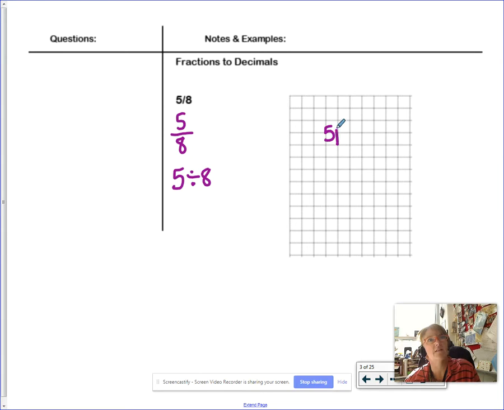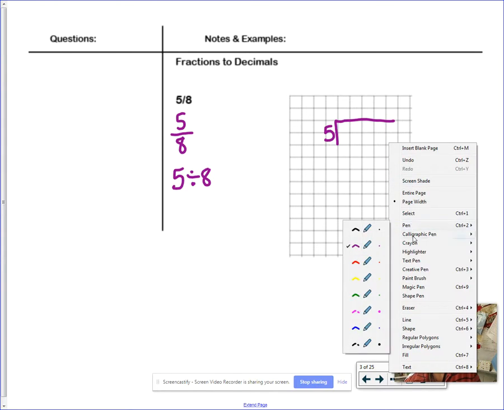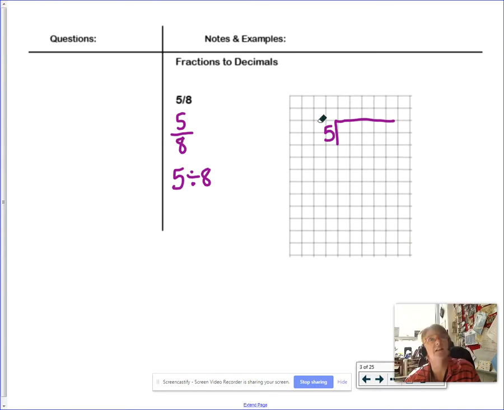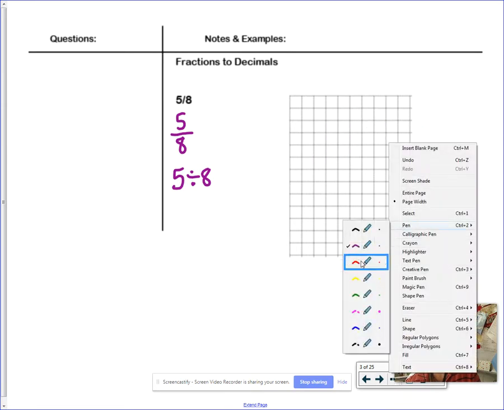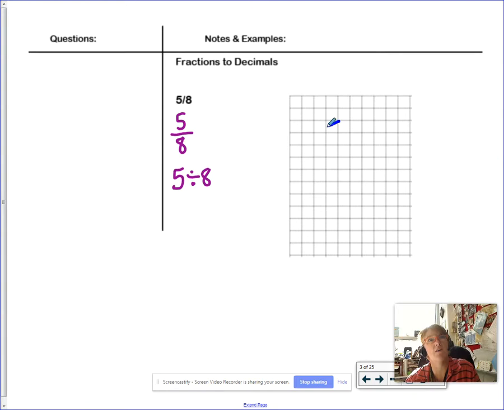5 divided by, no, that's not it. Hold on. When you start saying it out loud, here's how I want you to think. 5, and then the divided by means the division box goes around it. So say 5 divided by 8. There we go. 5 divided by 8. All right, ask yourself, can 8 go into 5?